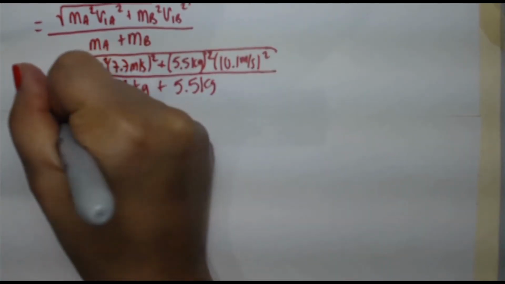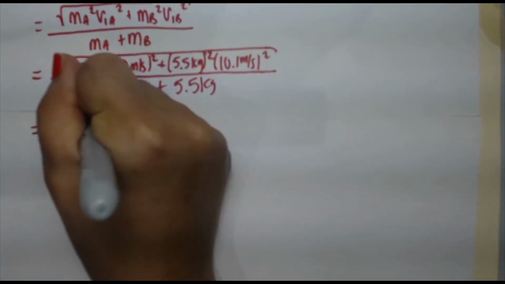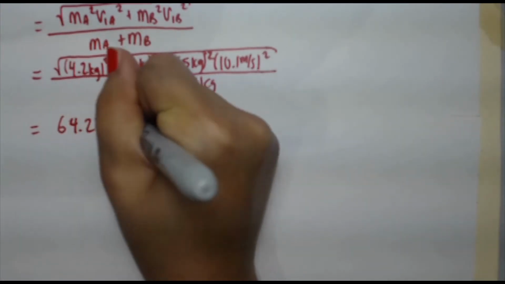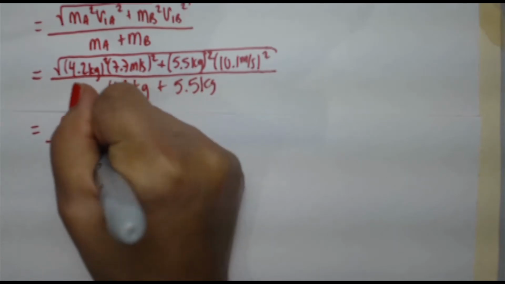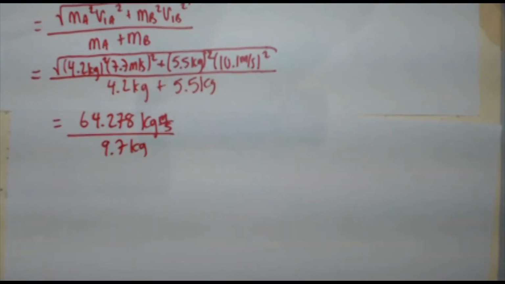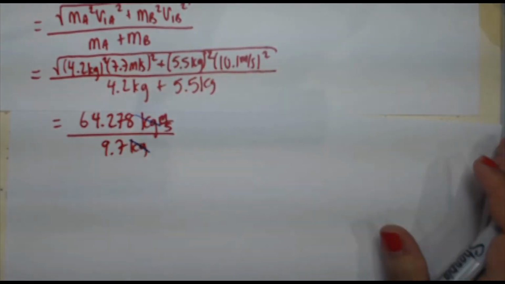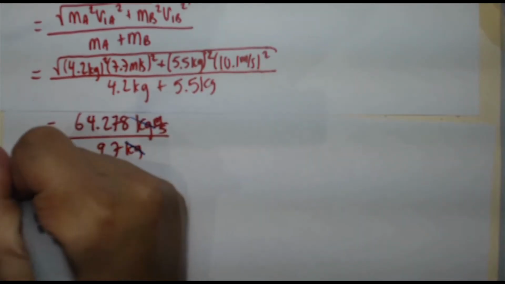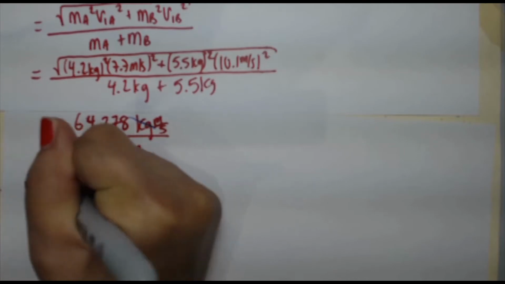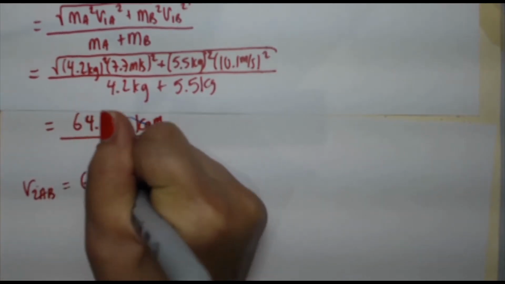Okay, so when you solve that in the numerator, you should be getting 64.278 kilogram meters per second. And on the denominator, 9.7 kilograms. So you can see that the kilograms are going to cancel out. So you just divide those two numbers and your result is going to be V2AB equals 6.6 meters per second.